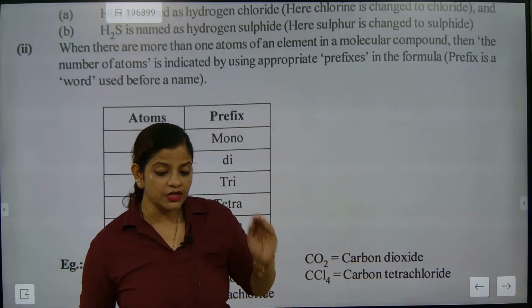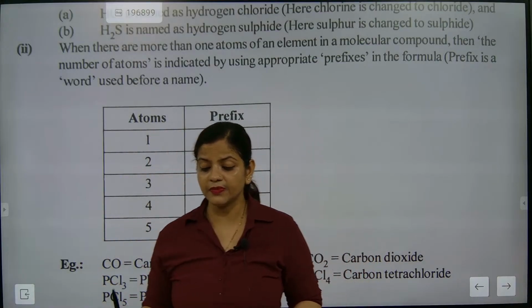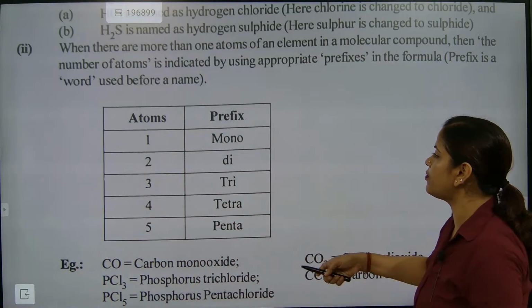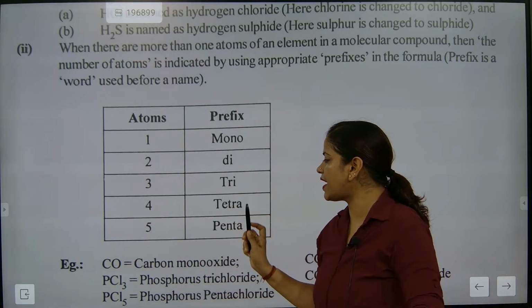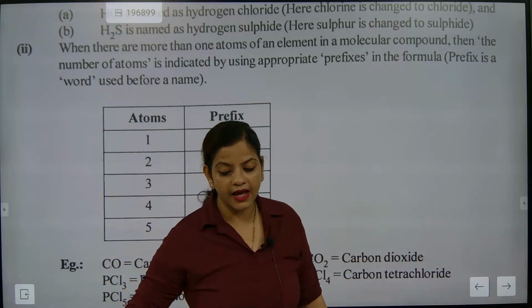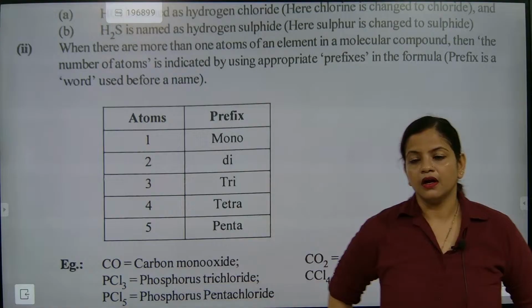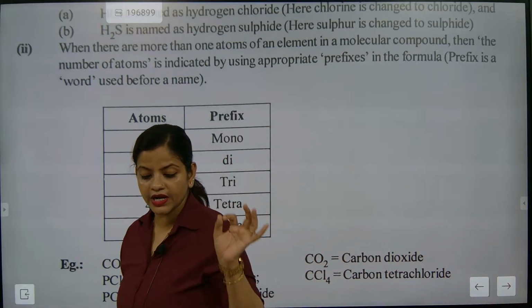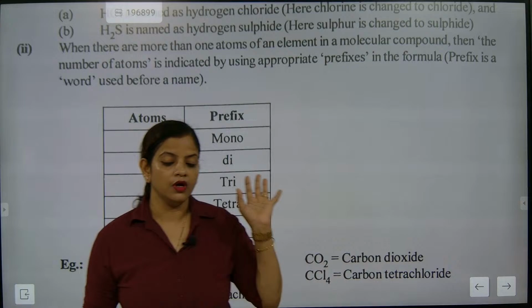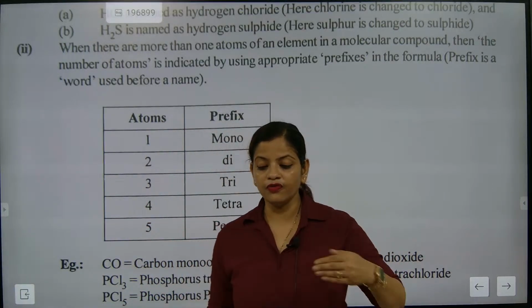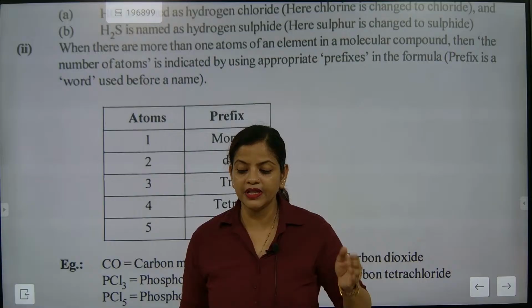So when we are using the word like that, sometimes a prefix is added. So how do we add the prefix? That's the most important thing. Mono, di, tri, tetra and penta. When only one single electronegative atom is there, then mono. Two, di. Three, tri. Four, tetra. Five, penta.